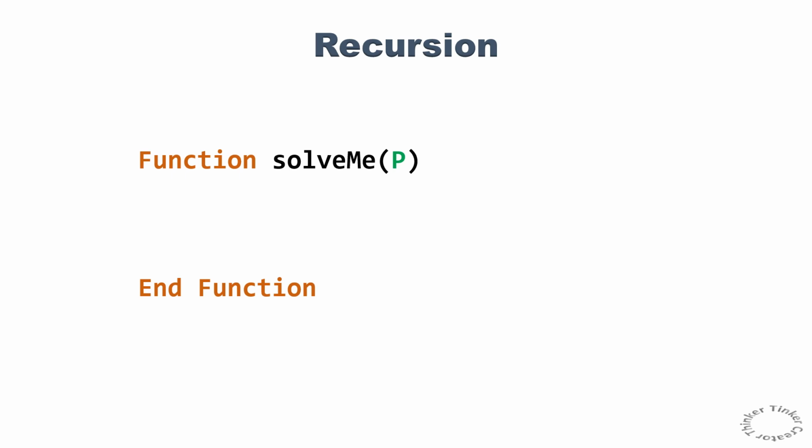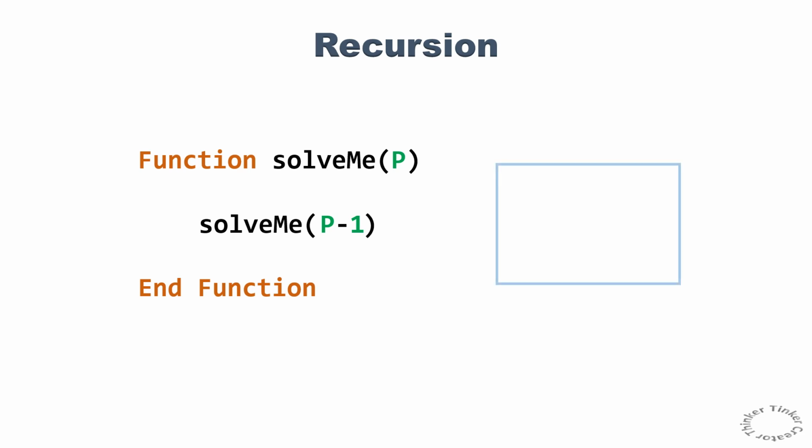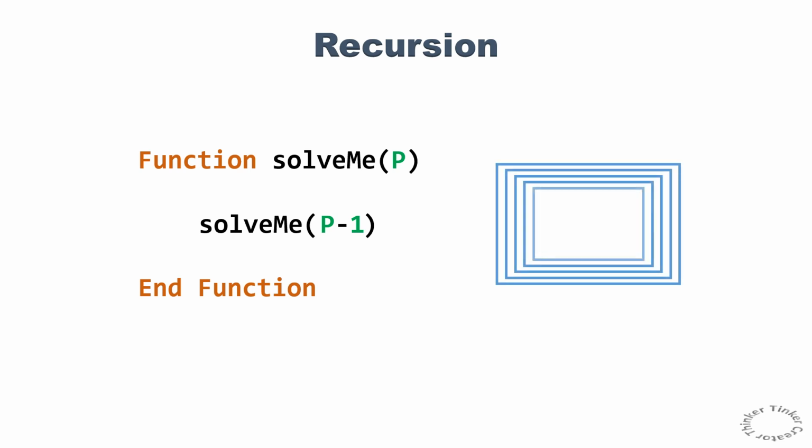Recursion is implemented as a function. It calls itself within the function, each time with the successive version of the problem. As shown, this function calls itself infinitely.